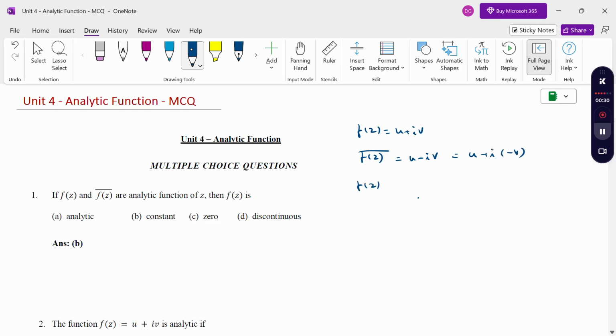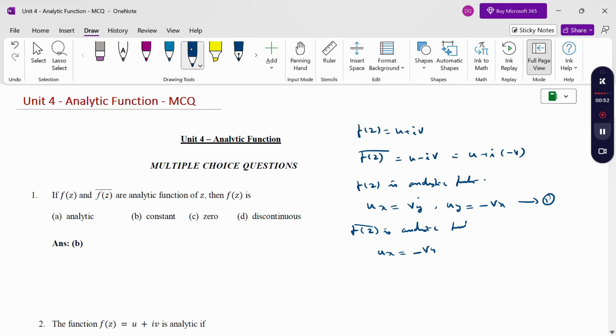So when f of z is an analytic function, then the CR equations are satisfied: ux equal to vy, uy equal to minus vx. Now this is equation 1. When f of z bar is analytic, then ux equal to, where v is minus v, so minus vy, uy equal to minus of minus, plus vx. This is equation 2. Now adding 1 and 2, on the left hand side, see ux.